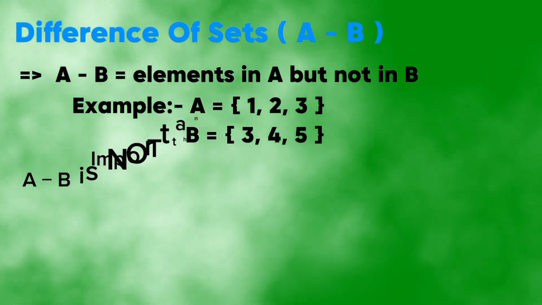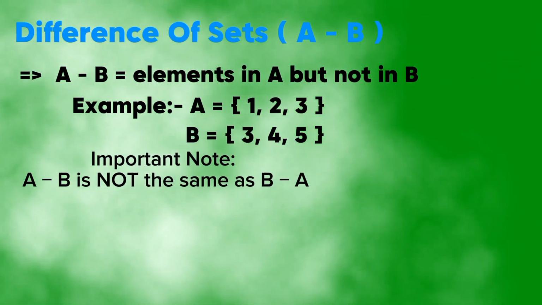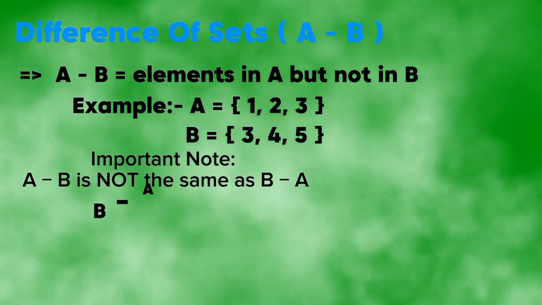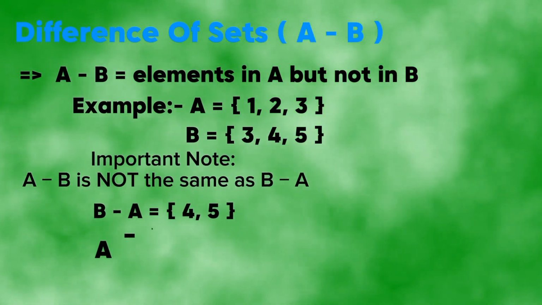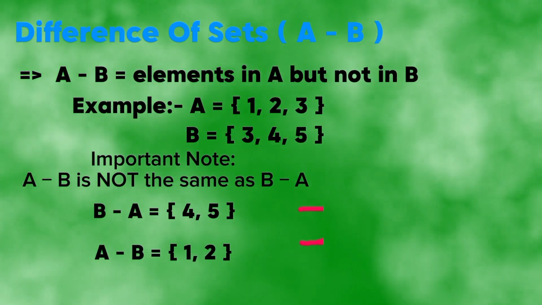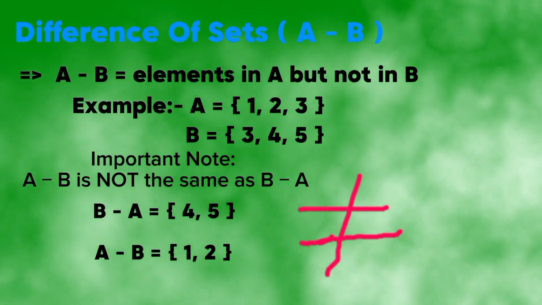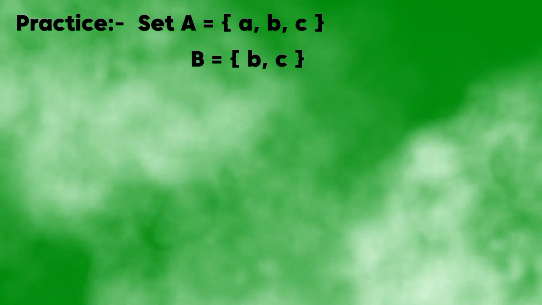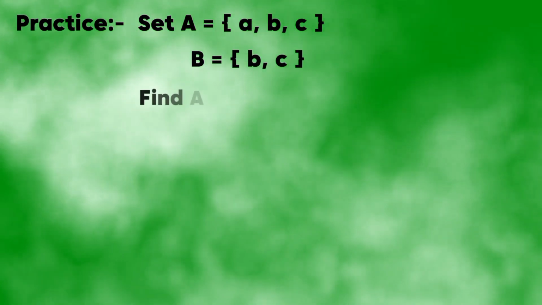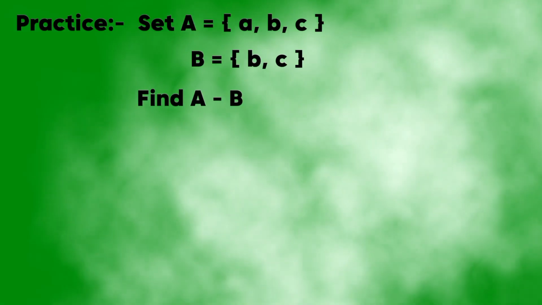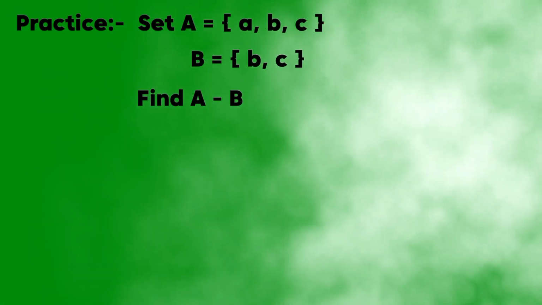Important note: A minus B is not the same as B minus A. B minus A equals {4, 5} and A minus B is {1, 2}, so they are not the same. Practice. A equals {A, B, C}, B equals {B, C}. Find A minus B. Answer: {A}.